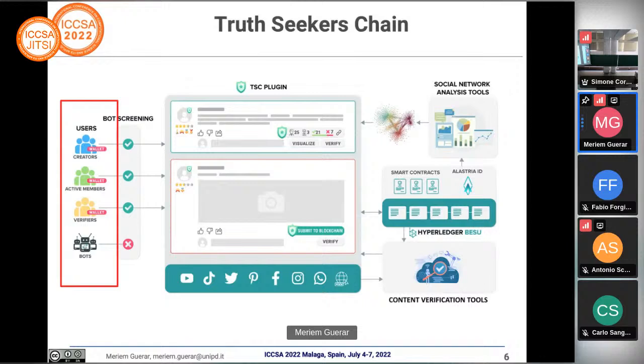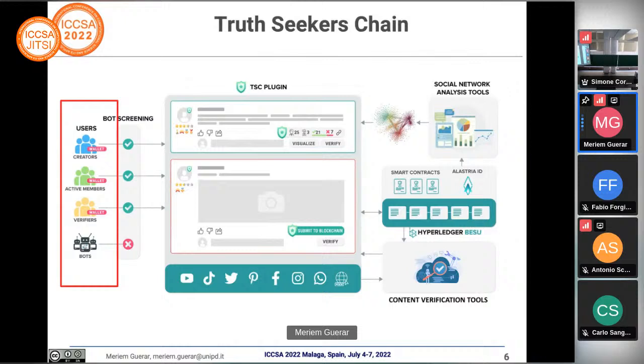Now let's see how TSC works. All TSC members have to install an identity wallet such as Trinsic ID wallet in their smartphones in order to sign in to TSC with their real identity using a self-sovereign identity model. So TSC uses SSI for authentication to ensure accountability and to contribute to building a reliable portable reputation system.